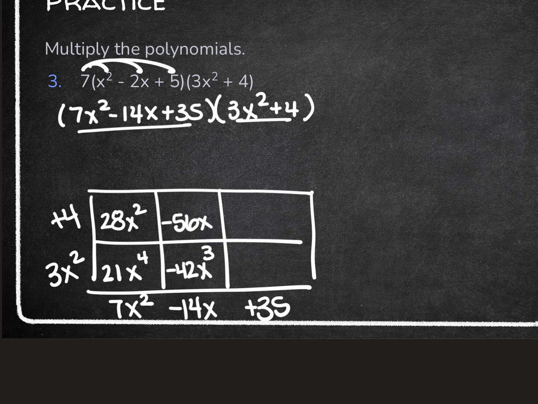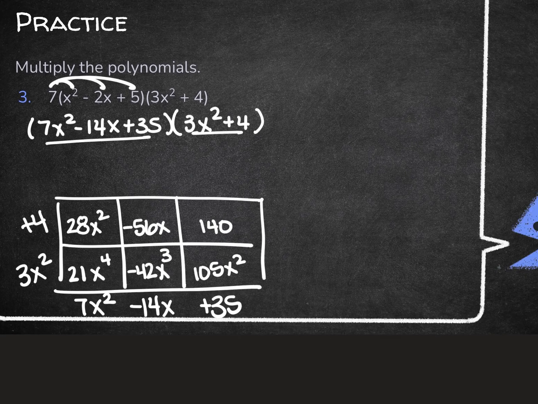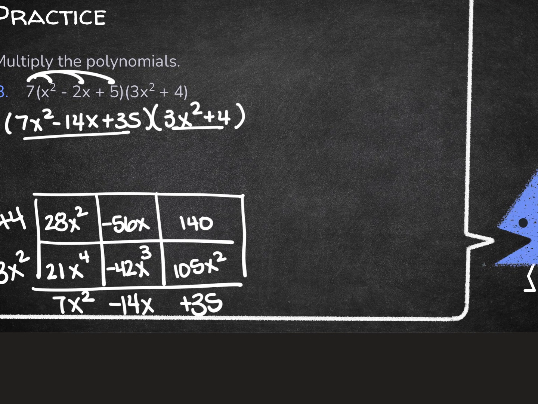Now we're going to go on to the next one. 35 times 3x squared is going to give me 105x squared. And then 35 times 4 is going to give me 140. So we're going to write out our insides. Now, be very careful when you're writing this out. I always go highest power to lowest power, excuse me. So I'm going to start with my x to the 4th, 21x to the 4th.